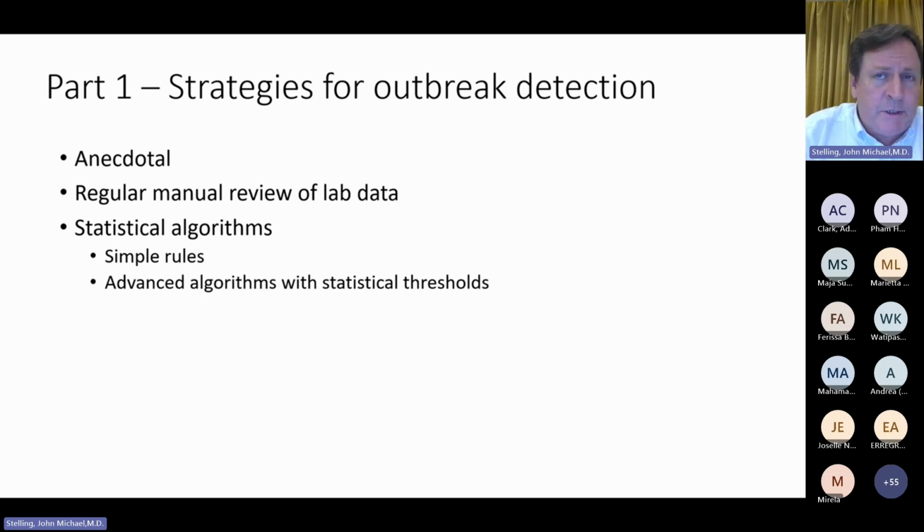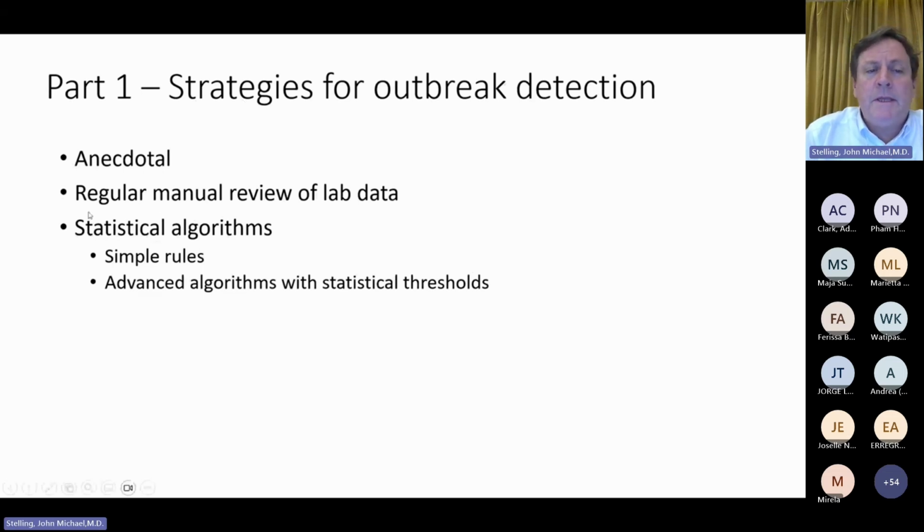Anecdotal is simply the traditional way. Somebody notices something. A few patients died or became ill with CRE. So anecdotal is traditional cluster detection, where people happen to notice something new is going on. That can be in the community setting, like Salmonella or Shigella, with an increase in the number of cases of diarrhea, or it can be in the hospital setting.